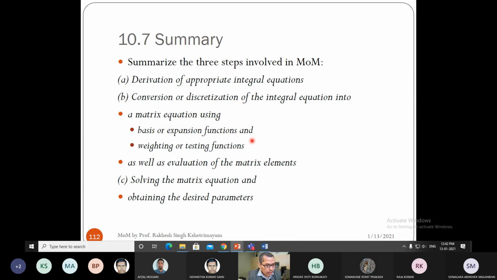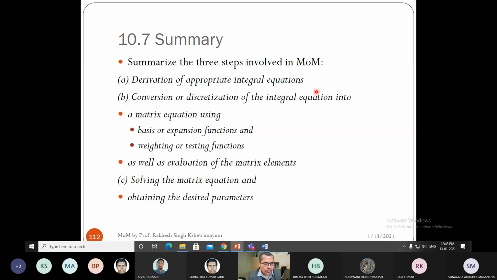Okay, let us summarize the steps of the MoM so that you can use it for the electrodynamic case. We have done it for electrodynamics also, and for electrostatics also. Let us summarize the three important steps for the method of moments. First, you have to derive the appropriate integral equation. We have done that for the electrodynamic case and the electrostatic case. That's the first step. The second step is to convert this integral equation to a matrix equation.